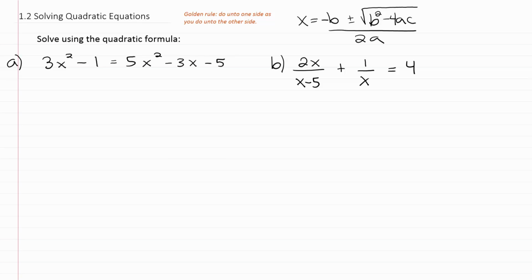All right, in this video, we're using the quadratic formula to solve quadratic equations. Let's start with example A then. All right, first thing you need to do is write it as a traditional quadratic. So we're going to bring everything to one side, leaving 0 on the other side.